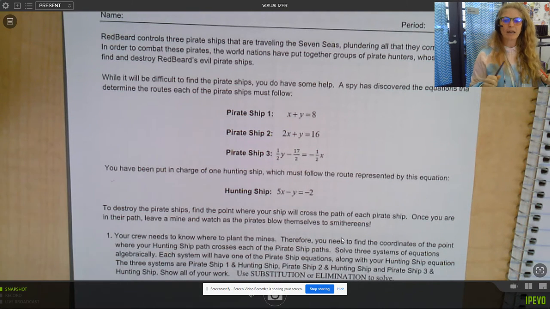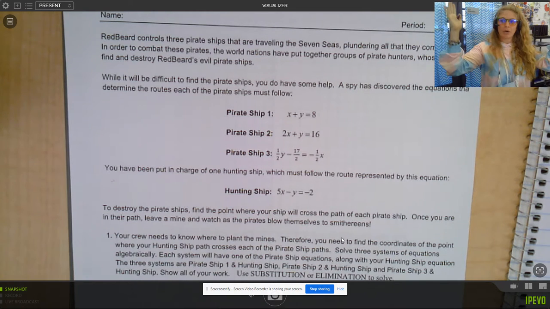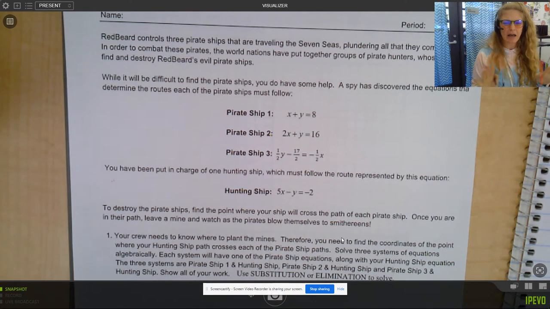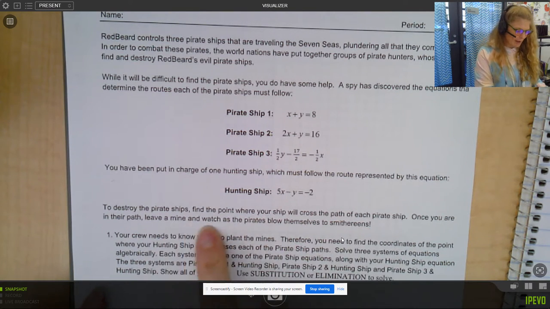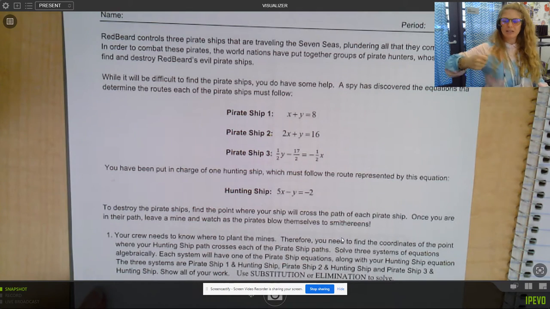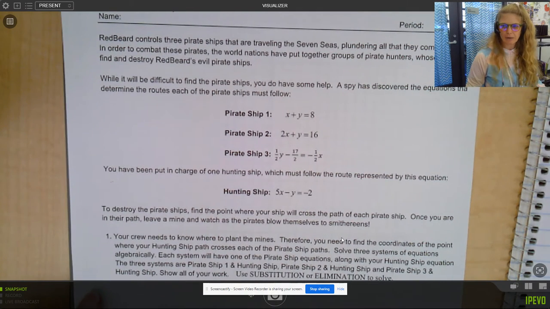And at that point, we're going to put a mine so when they go over, it'll explode. So they won't see us. They'll never see the hunting ship. It'll just be like, bam, when they go by it. So they're going to leave a mine and watch as the pirates blow themselves to smithereens, ye scallywags.